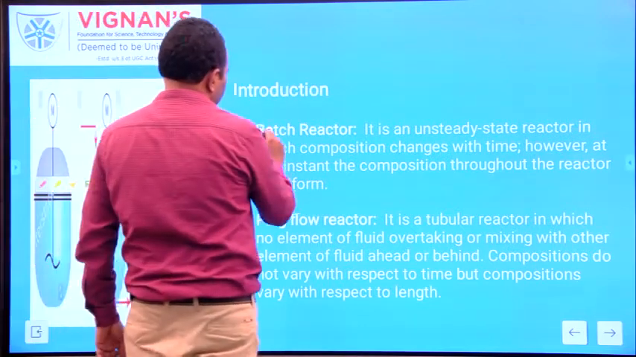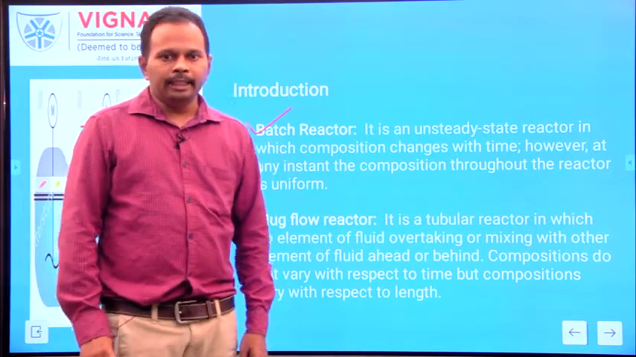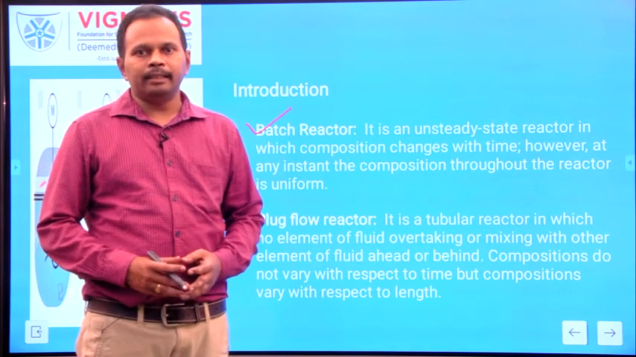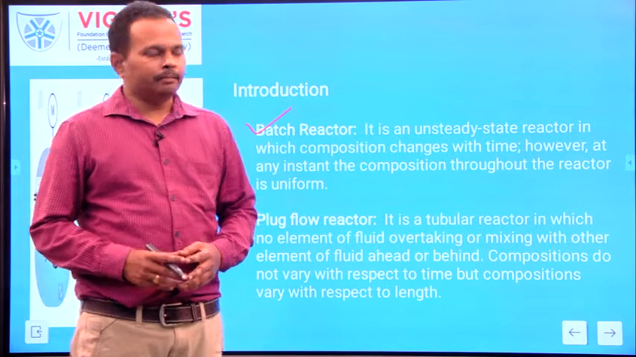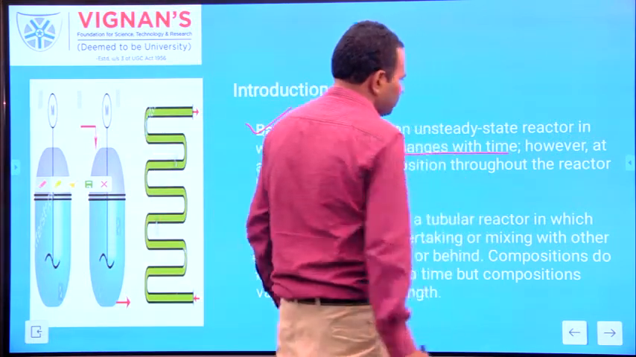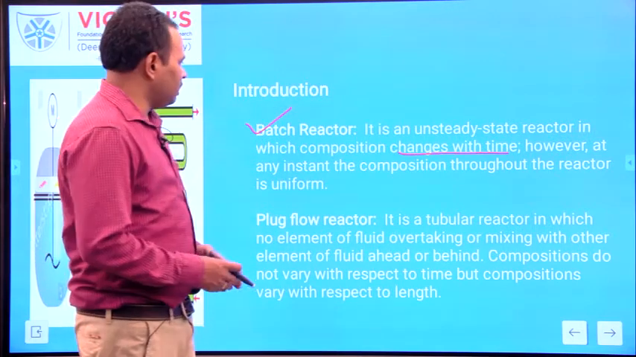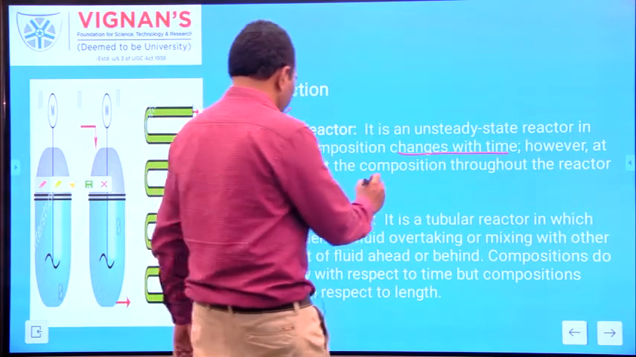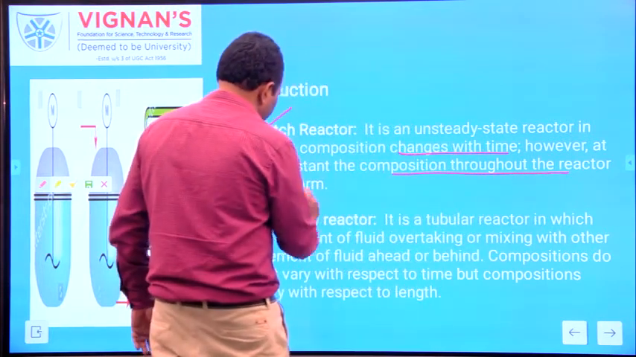In a batch reactor, the composition varies with respect to time, but at any particular instant of time, the concentration throughout the reactor is the same. Here the composition changes with time, but at any particular time, the concentration or composition is uniform throughout the reactor.